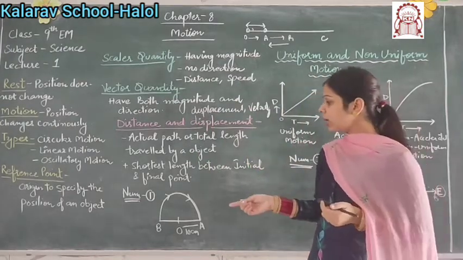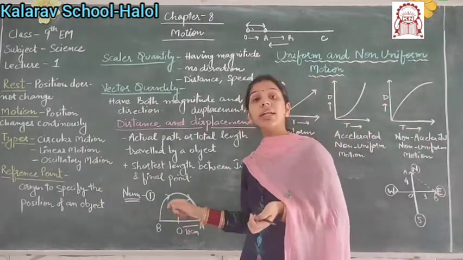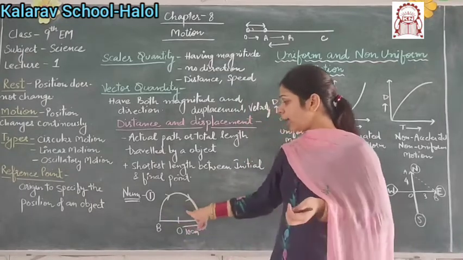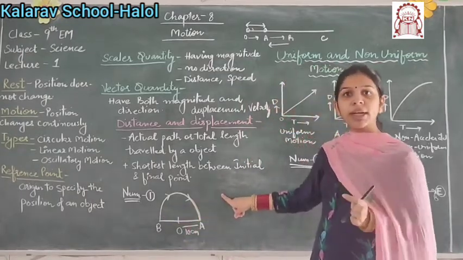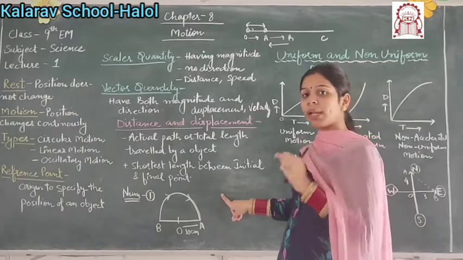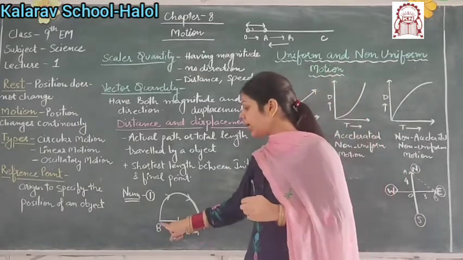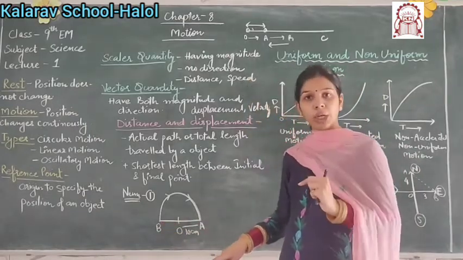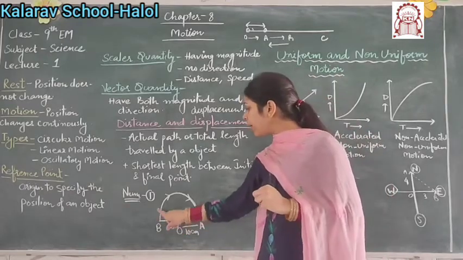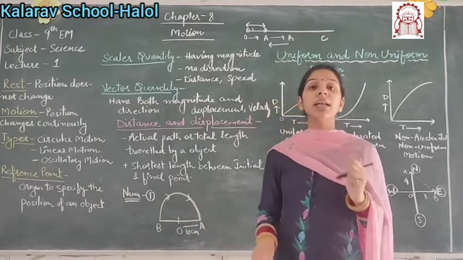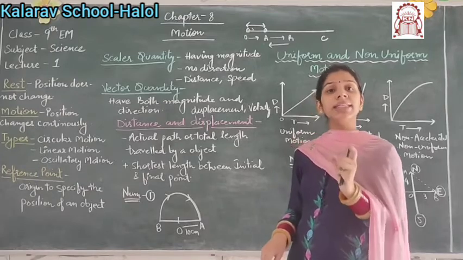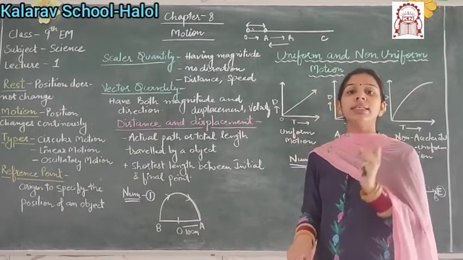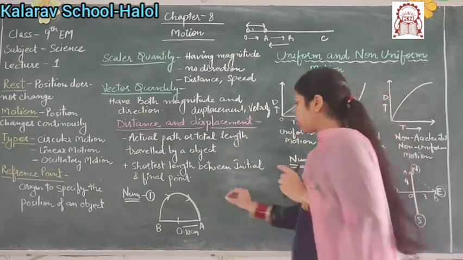So here I have done a numerical. I will do a numerical for you. I have not written any statement, I will verbally tell you about numerical number 1. If a body is traveling along a semicircular path and moving from B to A, the semicircle has a radius of 10 centimeter. What is the distance and displacement?